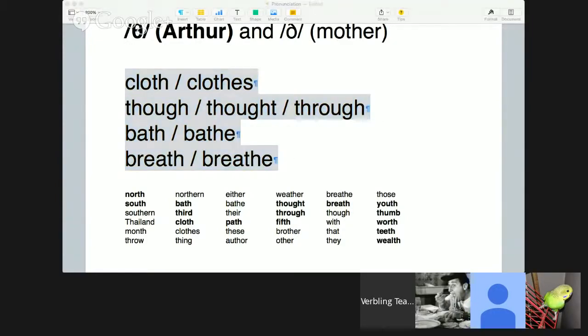All right, so I want to go through all of these words here so that we get them really super duper. Ali, could you go through these words and read them out for me? Okay. Close, close, though, thought, through, bath, bathe, breath, breathe. Perfect. Well done. That was excellent. Okay, your turn, Giselle.